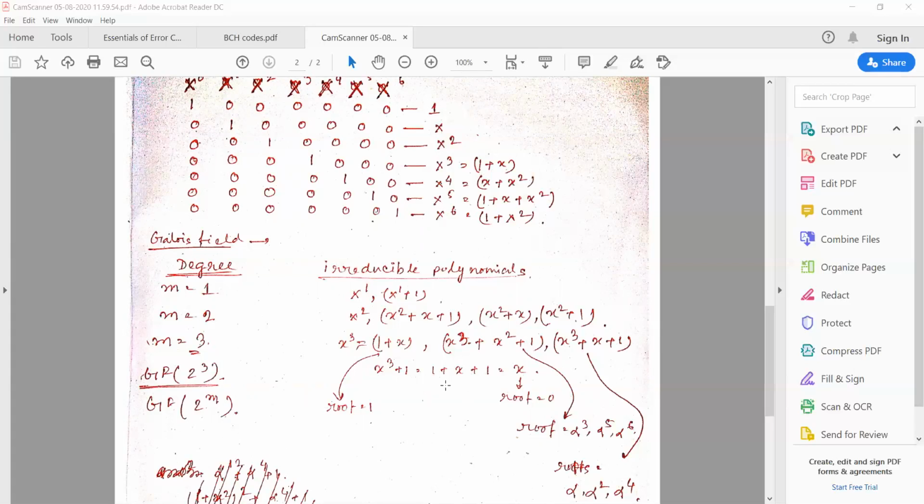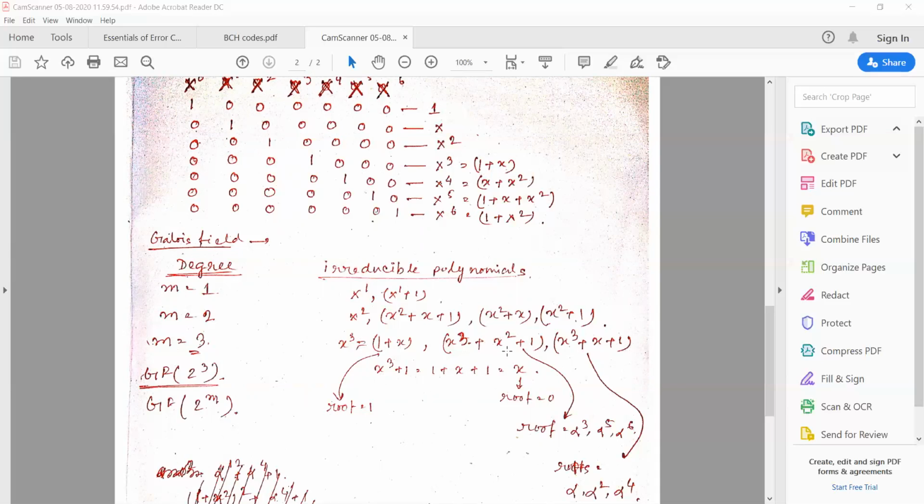XOR addition. So 1 plus 1 equals 0. So that's why this is x. Now all these polynomial equations have roots. When I'm considering x cube equals 1 plus x, so this 1 plus x polynomial equation has a root of 1. That means this is root 1.